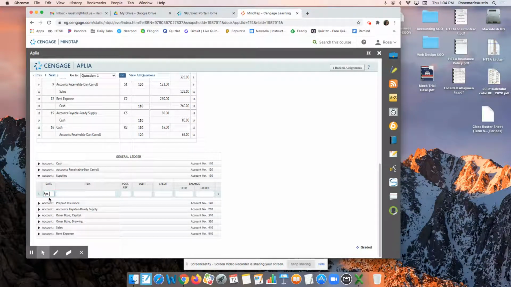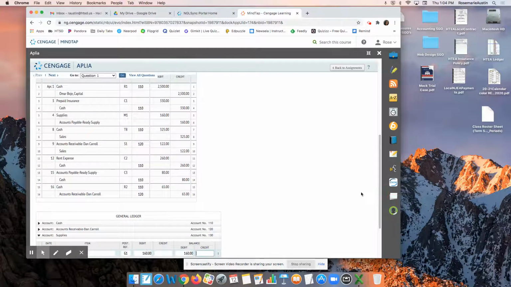It's April 4th, and we're getting that from General Journal page 1. It's a debit of 160. No other changes, so the supplies account just has a $160 balance in it, okay? The supplies account number is 130. You want to make sure you go back up into the General Journal and enter the account number in the post-reference column. And that's it.